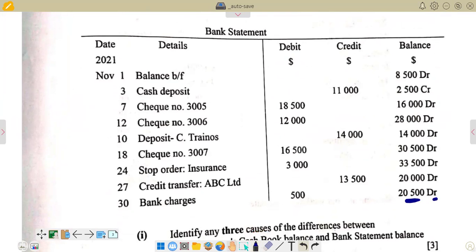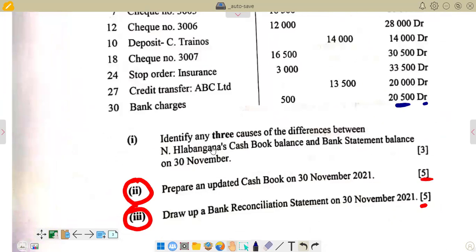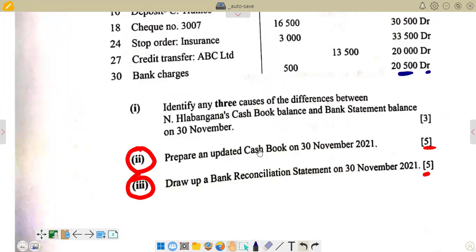According to this video, we are only going to look at a section of this question, which is the preparation of an updated cash book on 30th November 2021, which is 5 marks. And then we also have to draw up a bank reconciliation statement on 30th November 2021. So this is what we have.